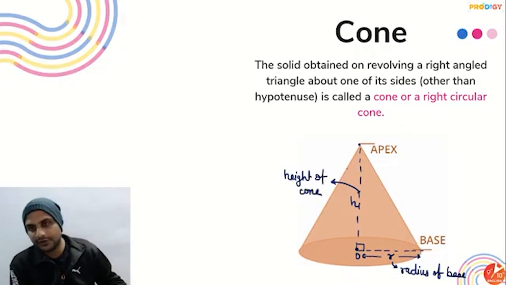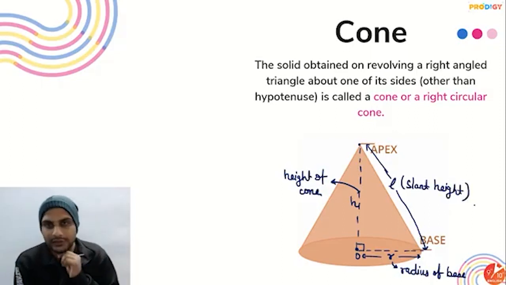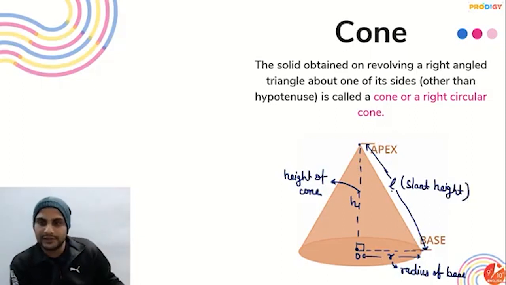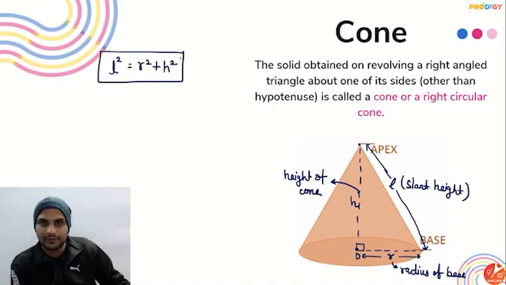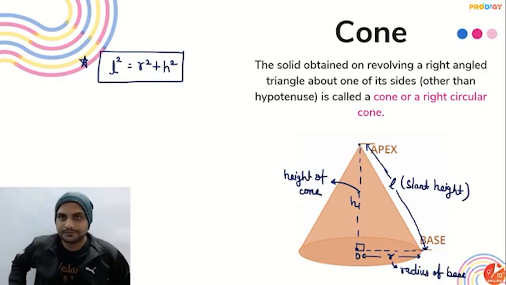Height has to be perpendicular to radius. Now you will be thinking, sir, what is this? This is written as small l, and this is called slant height. So one thing you can clearly observe from here, guys, is that this slant height, this height and radius are forming a right angle triangle. If we use Pythagoras theorem, you'll get L square is equal to R square plus H square. This is one very important result, because in many questions of cone, they'll give any two and ask you to find out the third one using Pythagoras theorem.